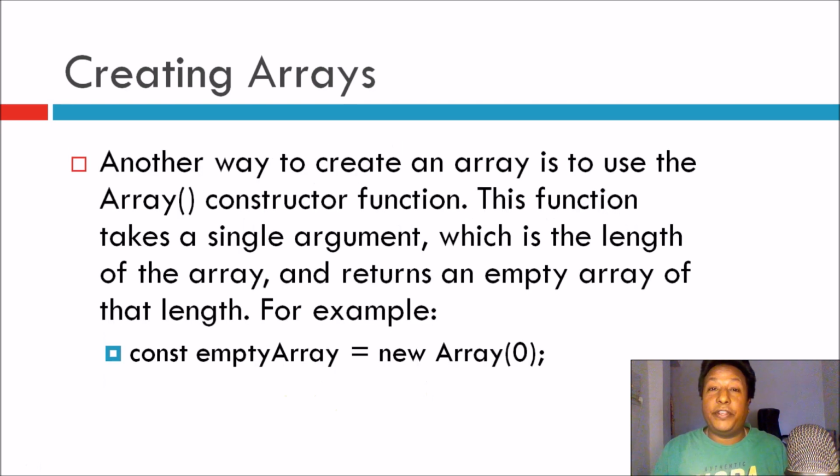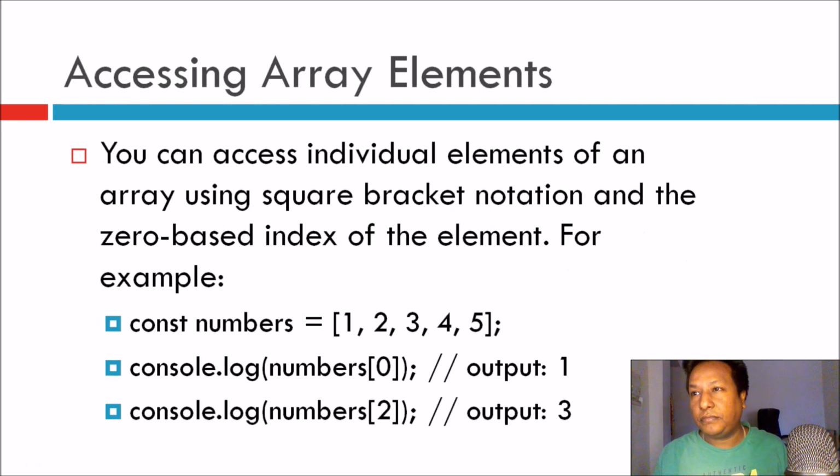Now another way to create an array is to use the new operator and the Array constructor. Basically we are going to use new Array, and in the brackets we are going to pass the length of the array. Okay? So if I pass new Array 10, it will create an empty array of 10 elements. Now we have created an array.